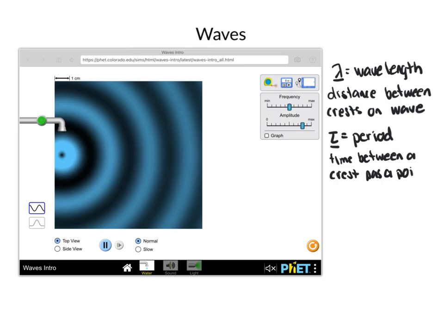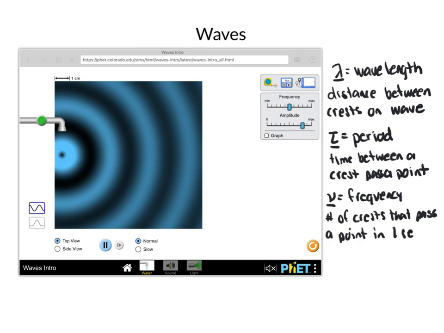The other way we could talk about the period is to talk about the frequency. So the frequency, we give the symbol nu, which is the Greek letter for N, and this is the number of crests that pass a point in 1 second. So those are the characteristics of waves that are important.